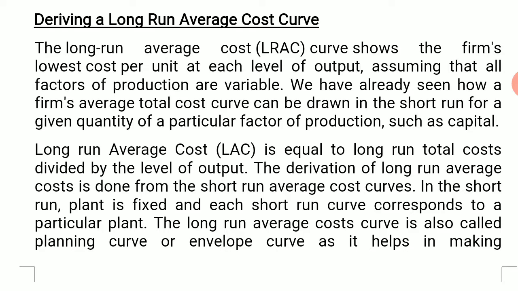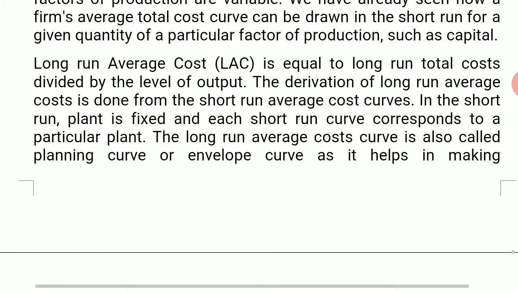We have already seen how a firm's average total cost curve can be drawn in the short run for a given quantity of a particular factor of production, such as capital. The long run average cost curve is equal to long run total cost divided by the level of output. The derivation of long run average cost is done from the short run average cost curve. In the short run the plant is fixed, and each short run curve corresponds to a particular plant.